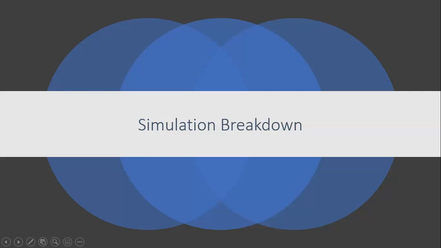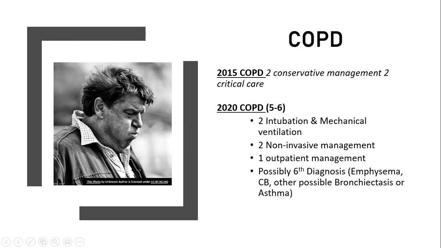And the simulation breakdown, by that, what I mean is what are the case subjects? What are the simulation subjects? What diseases and diagnostic prognoses are we going over? Now, I'm going to compare 2015 to 2020 in each of these. So in 2015, we've all gotten used to the fact that there were 2 conservative management and 2 critical care COPDs for a total of 4.